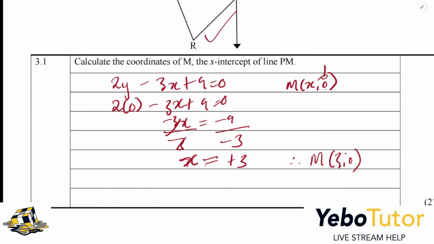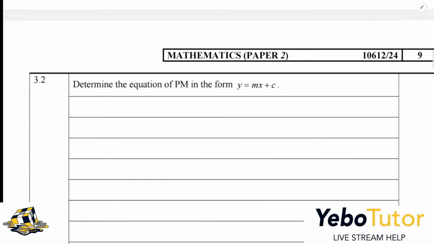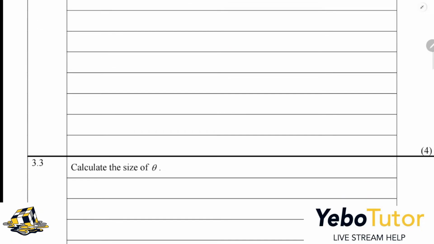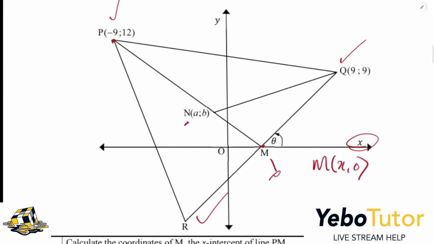Now we are being asked to determine the equation of PM in the form y equals mx plus c. How much is that? 4 marks. Let's see PM. PM is this line. We know the coordinates of M, which means we can calculate the gradient of the line PM, and then we can find the answer.